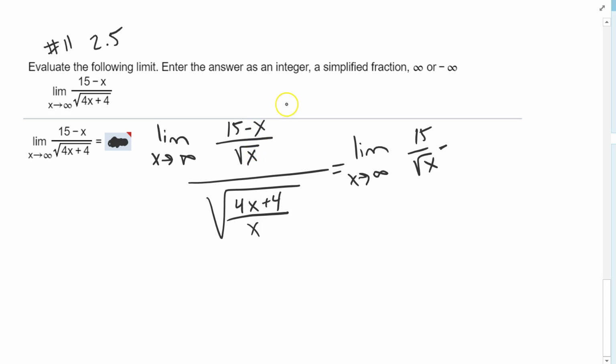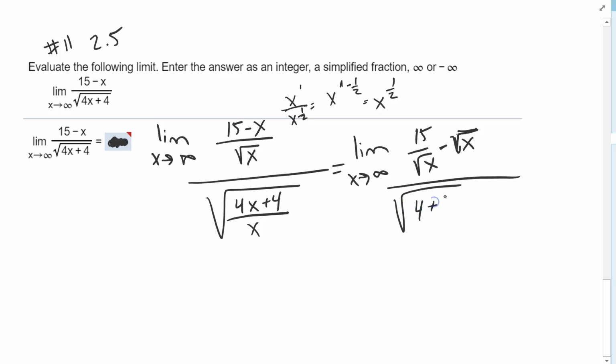and really that's x to the first power divided by x to the 1/2, so that's really x to the first power minus 1/2, which would leave x to the 1/2, which would be the square root of x here in the numerator, divided by the square root of 4 plus 4 over x. And if I let x go to infinity, this term goes to 0, and this term goes to 0. However, this term goes to minus infinity over here the square root of 4, which would be 2.